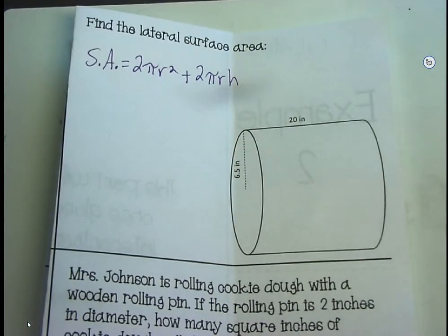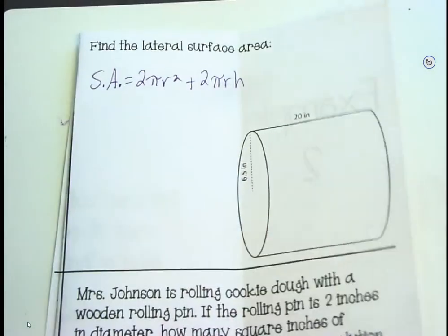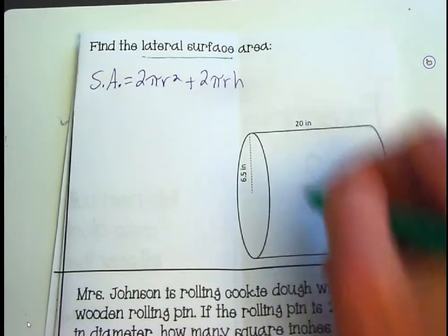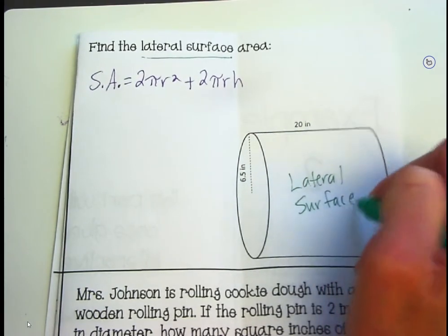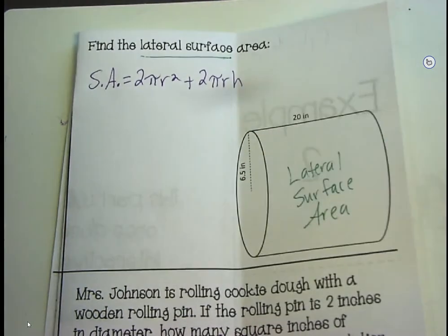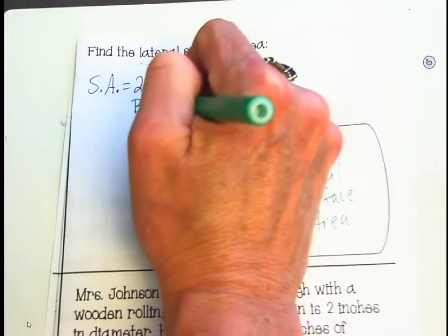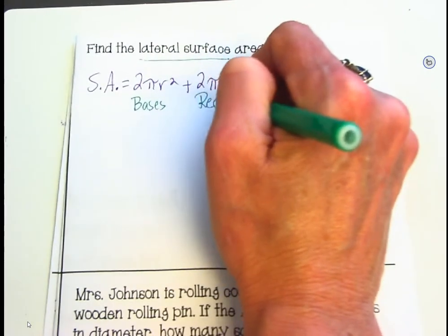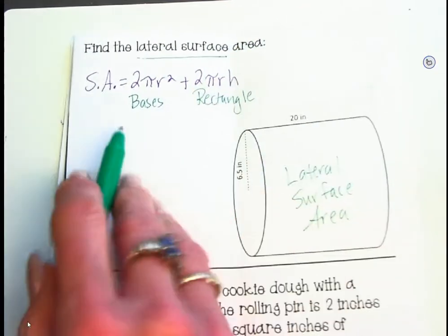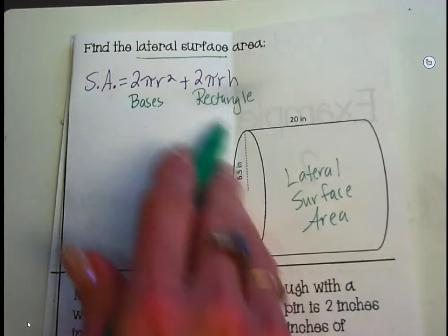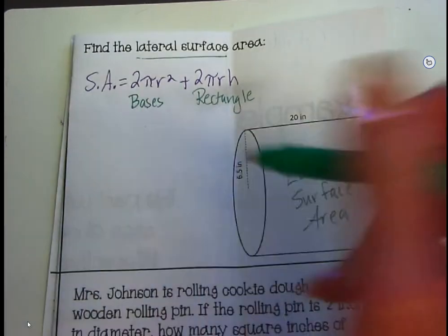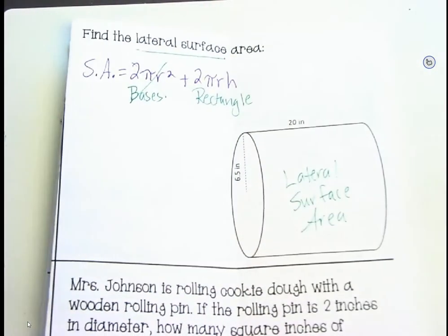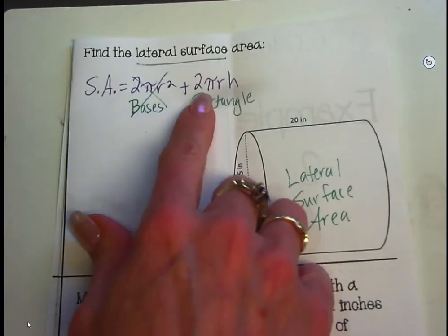Now, if I'm trying to find the lateral surface area, which is this, do I need to find the area of the circles? Remember, these are our bases, our circles, and this is our rectangle in our net. So if I just want the lateral surface area, do I need the bases? No. So what you would do is just cross it out. And all you have to do is 2 pi r h.